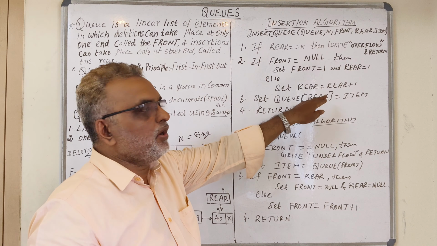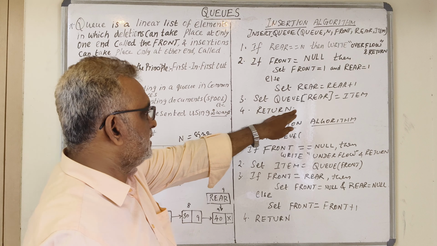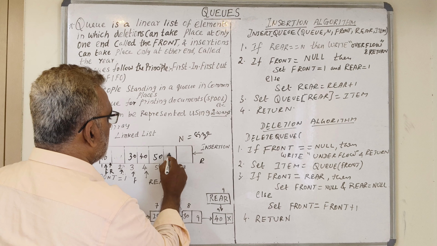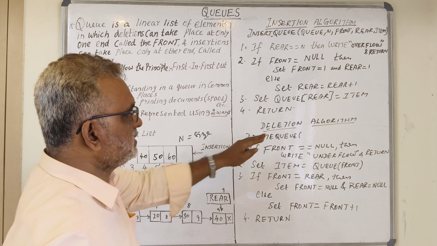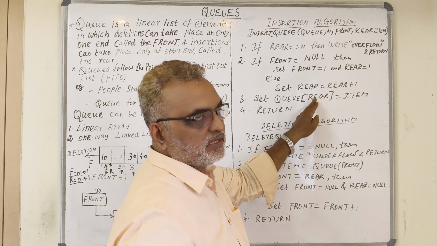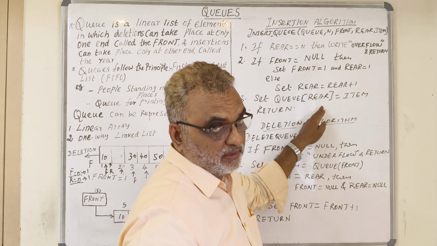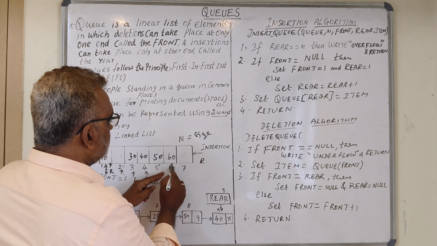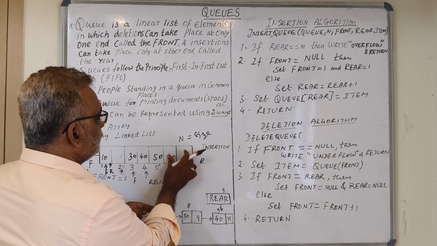Now we want to insert the element, that is 60. After moving this, we have to insert this value. After moving this, we are inserting the element 60 into Q of rear. So the rear position is here now, and in this position we are inserting the value 60.